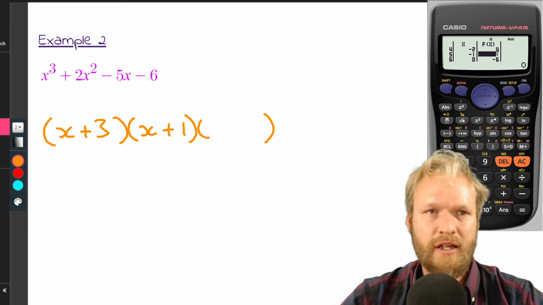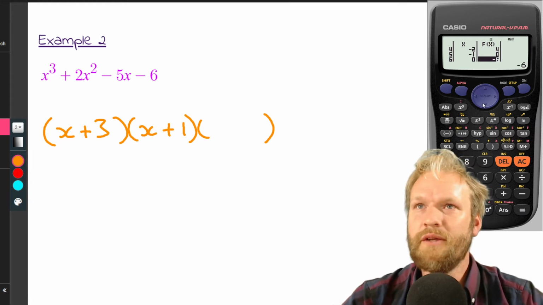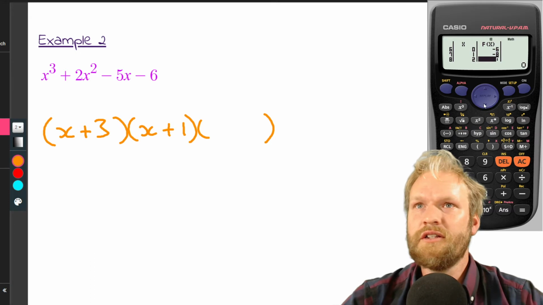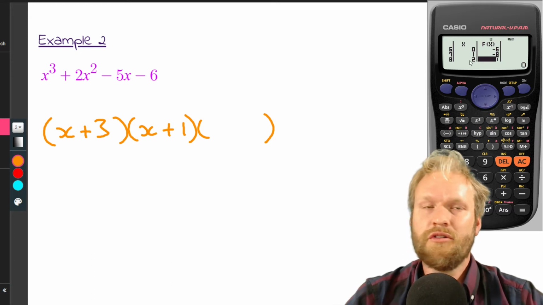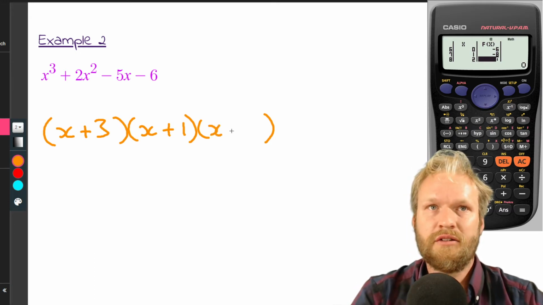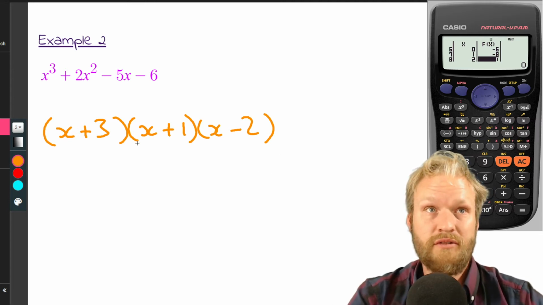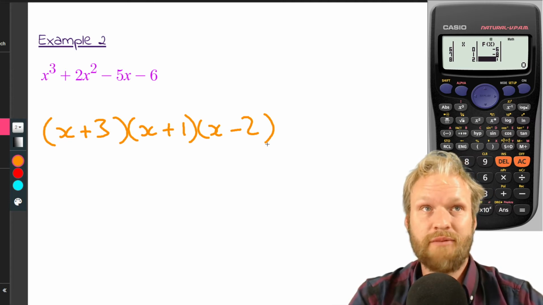Hey, maybe we'll be lucky and have all of them. Let's see. Now this 0, and we're not looking at x equals 0. We're looking to see when f of x equals 0. So let's go down. There we go. 2. So in other words, x minus 2. And there it is. Factorized. X plus 3, x plus 1, x minus 2.